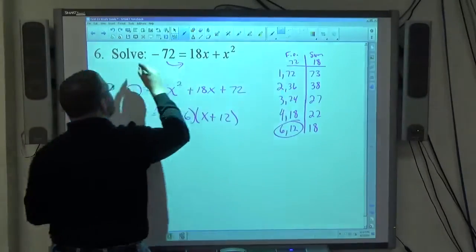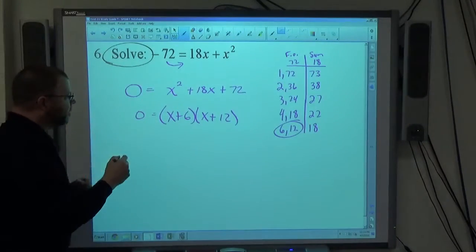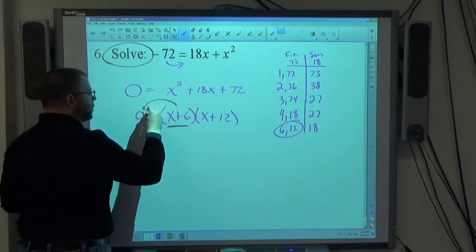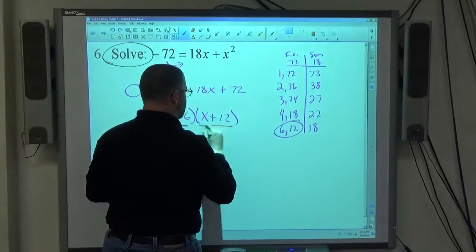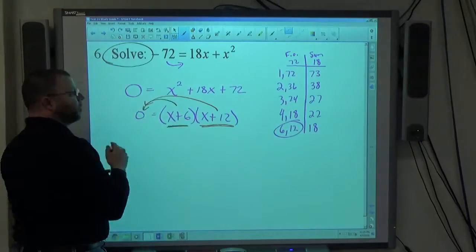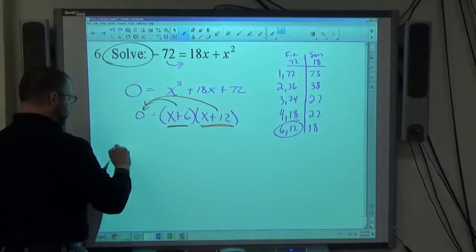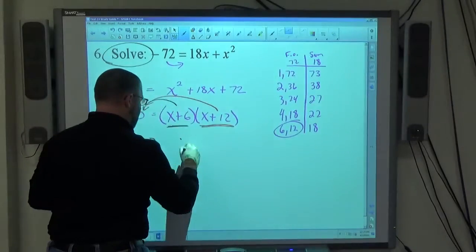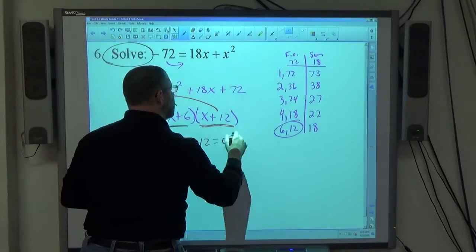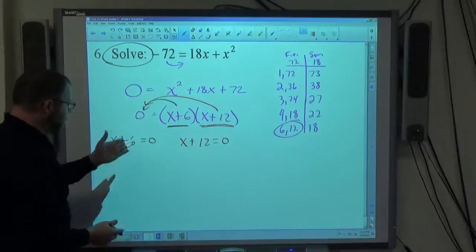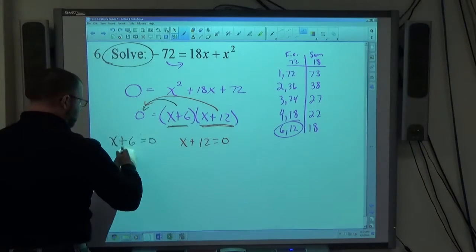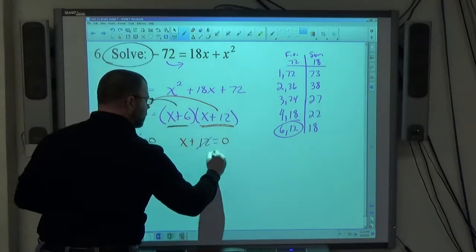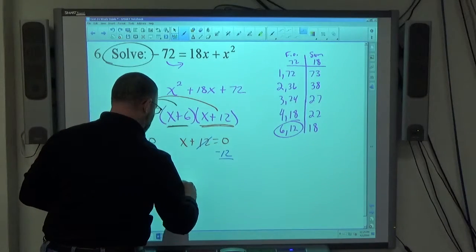And then as far as the solving part is concerned, once we've got it factored, solve means that we take each factor. So x plus 6, set it equal to 0. x plus 12, set it equal to 0. So we simply solve both of those equations. All we have to do to solve those is move the number to the other side and change the sign. So move that over, change the sign, that gets me x equals -6. Move the 12 over, change the sign, that gets me x equals -12.